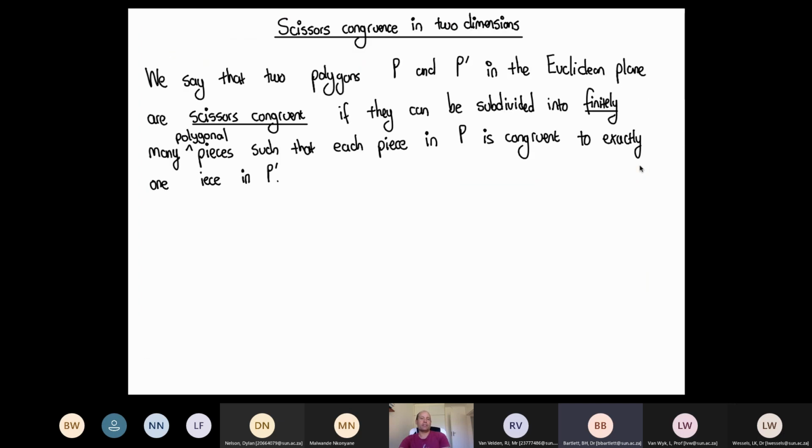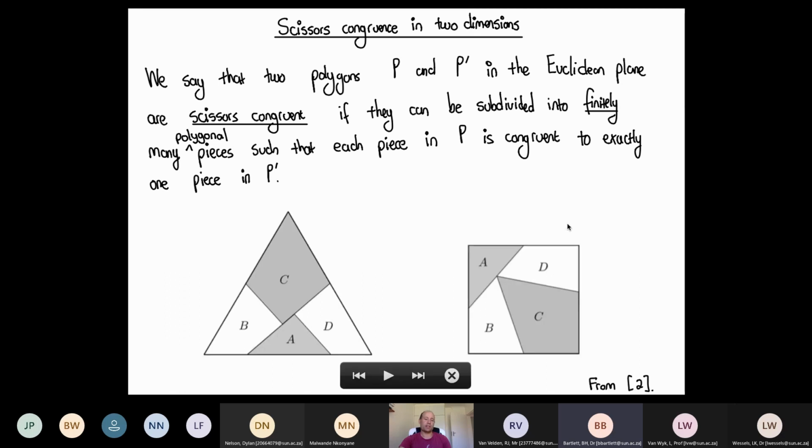So let's talk about the concept of scissors congruence in 2 dimensions. And then later on, we're going to go to 3 dimensions. We say that 2 polygons P and P prime in the Euclidean plane are scissors congruent if they can be subdivided into finitely many polygonal pieces, such that each piece in P is congruent to exactly one piece in P prime. So here's a picture.